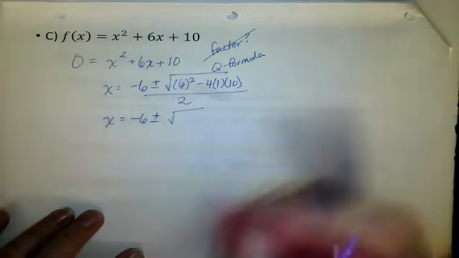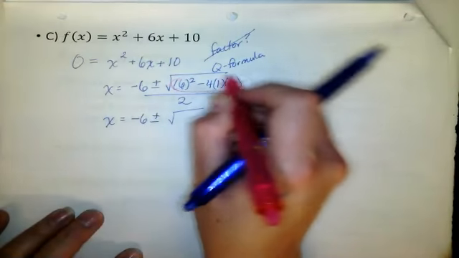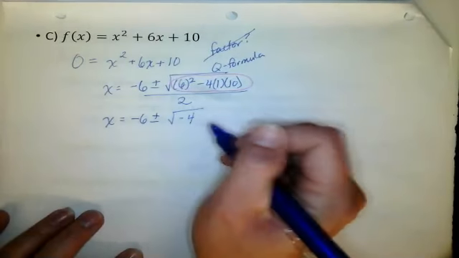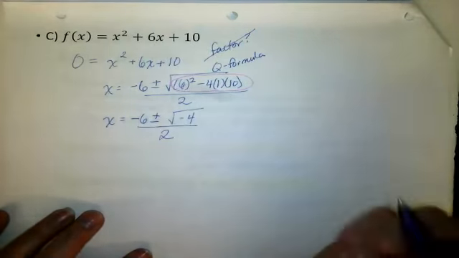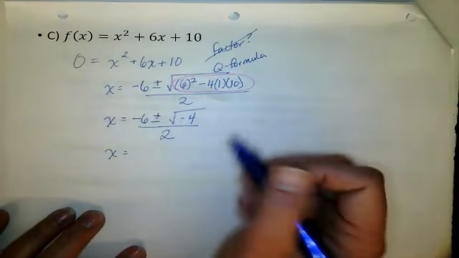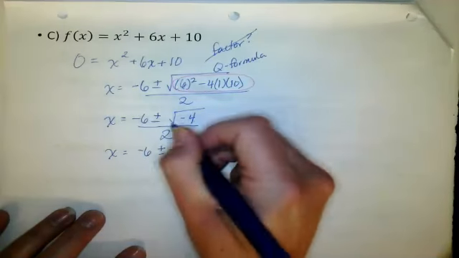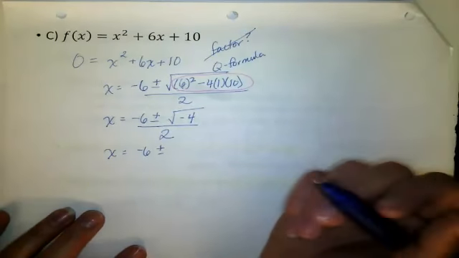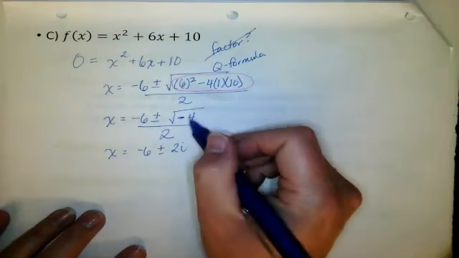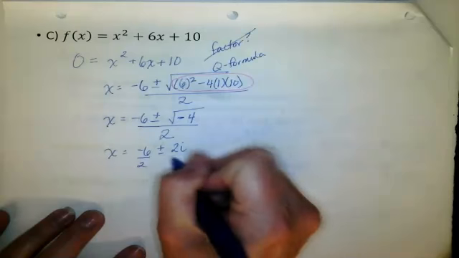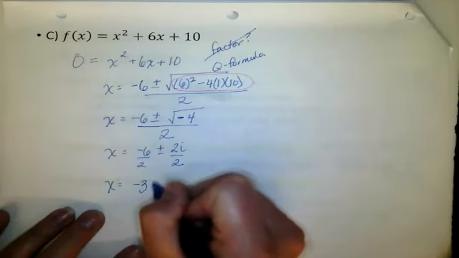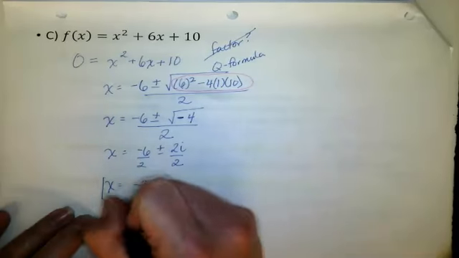I usually put this whole thing in my calculator, but I can do this one in my head. 36 minus 40 is -4. All divided by 2 times 1, which is 2. And then I have -6 plus or minus. How does radical -4 simplify? 2i. Very good. Remember, negative under the radical, imaginary. Square root of 4 is 2. And then I'm going to divide each term by 2, which is going to give me -3 plus or minus i. Very good.